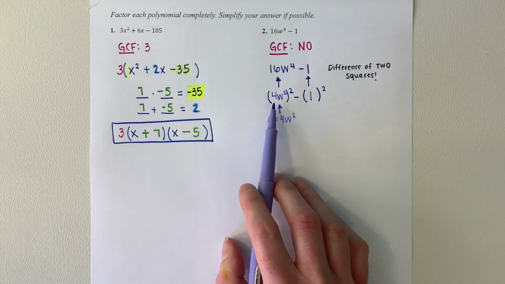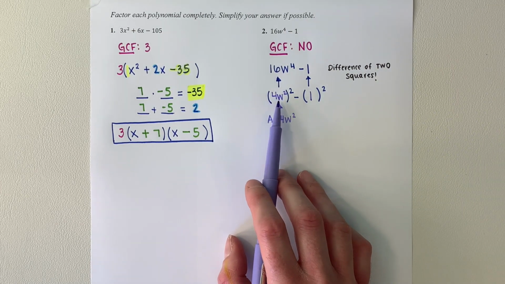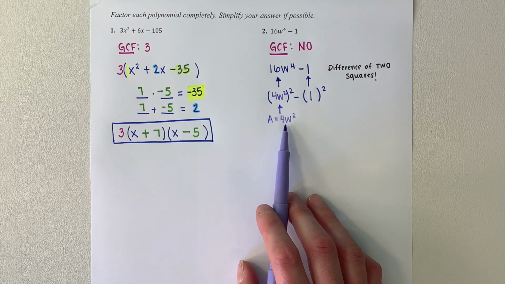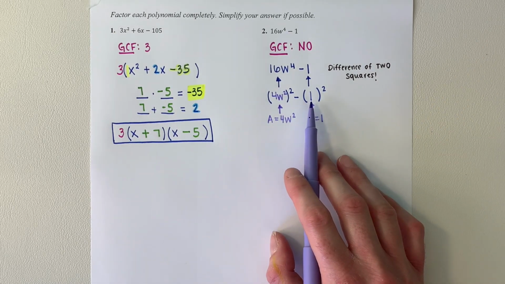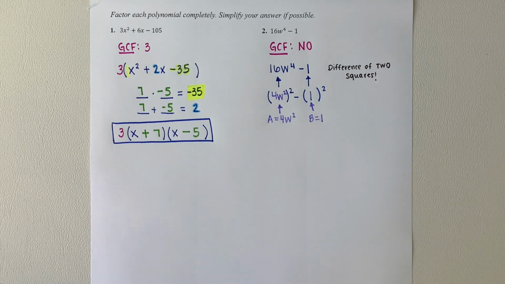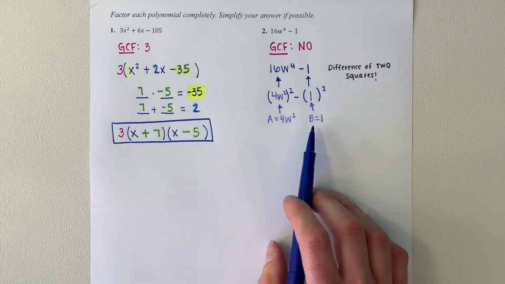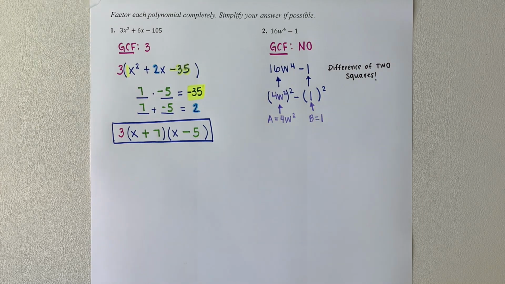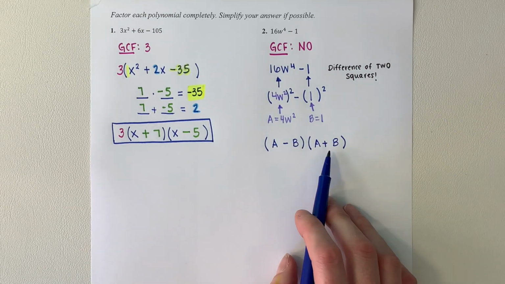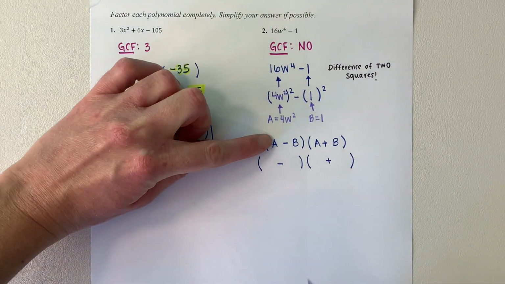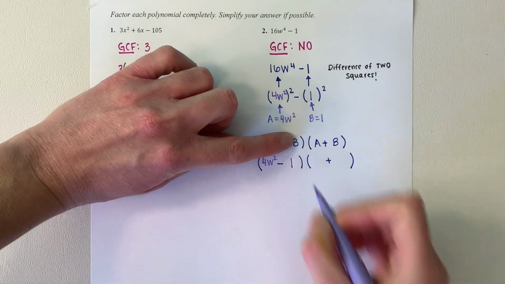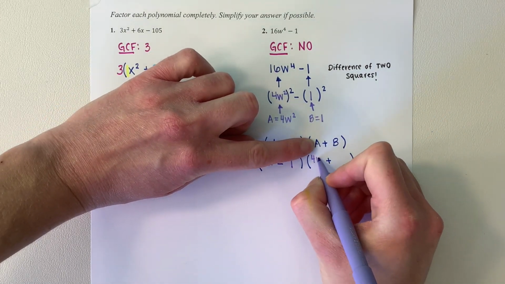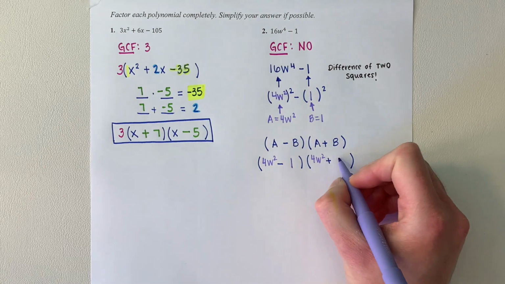The quantity inside these first parentheses here in light purple is a, so a is 4w squared. The quantity inside these second parentheses here in light purple is b, so b is 1. Now that we've determined our a and our b, we just have to plug those values into our formula. The formula for the difference of 2 squares is a minus b times a plus b. So we'll plug 4w squared in for a, and we'll plug in 1 for b. And again, we'll plug 4w squared in for a, and 1 for b.